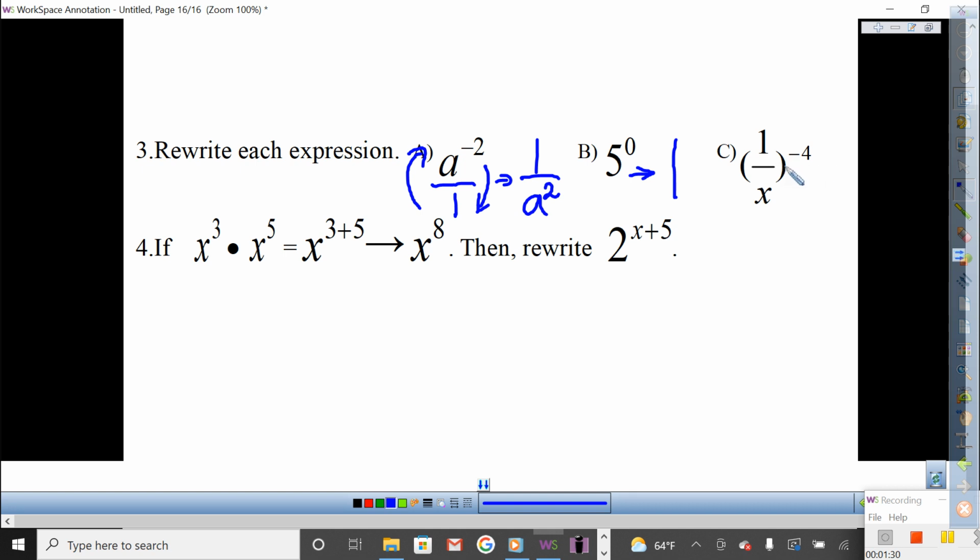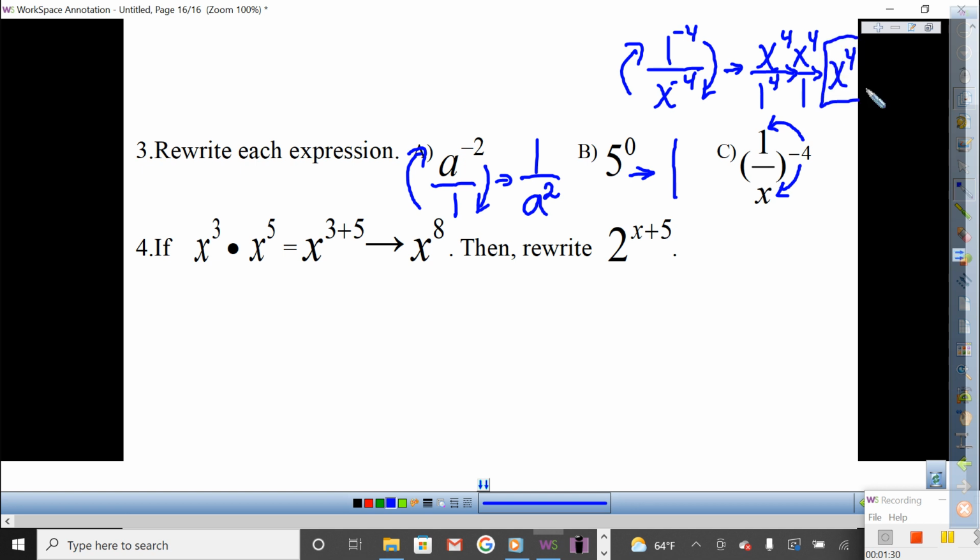Okay? C. Let's distribute the exponent to each of these, to the numerator and denominator, so we end up with 1 to the negative 4th power over x to the negative 4th power. So far, so good, yeah? Can we have negative exponents? No. So what did I ask you to do? Do the reciprocal, yeah? So that means this becomes what? X to the positive 4 over 1 to the positive 4, which means x to the positive 4 over 1, which is just x to the 4th.